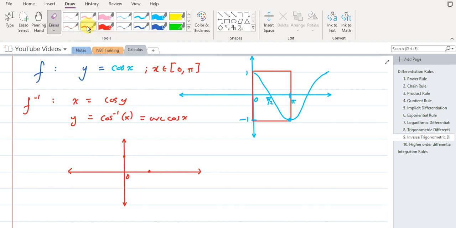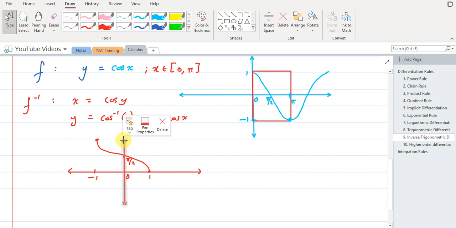I just need to try to draw the graph. That's your cos graph, so that's pi by 2, this is 1, that's minus 1, and that's pi on top, the final point there. And that point is pi.